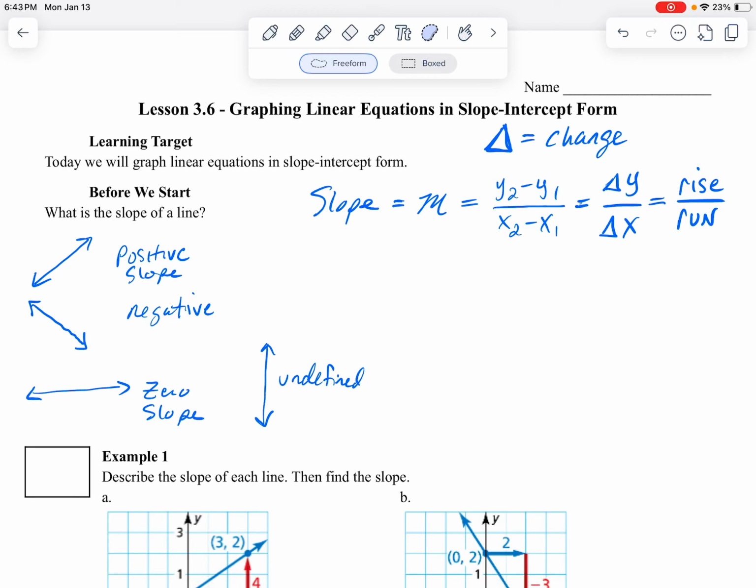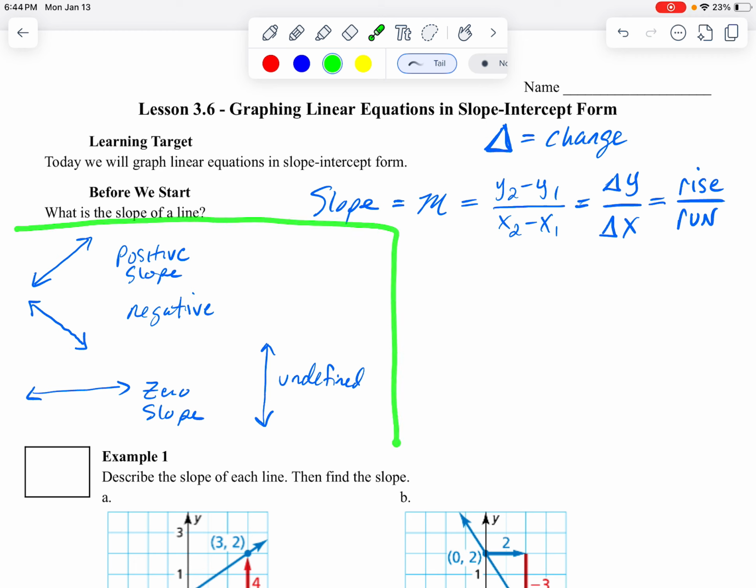This is our video for lesson 3.6. So in this lesson, we're going to talk about graphing linear equations in slope-intercept form. So we're graphing straight lines, and we're specifically going to look at them being written in slope-intercept form. So we'll say more about that form in just a minute. First thing we need to think about, though, is slope.